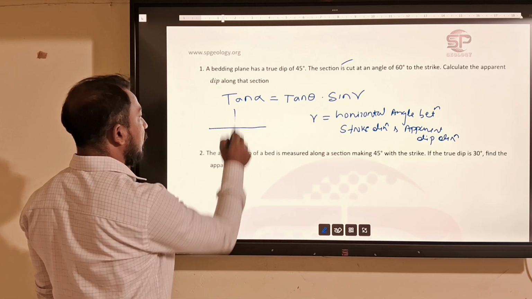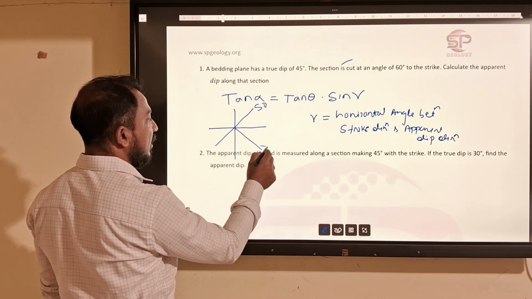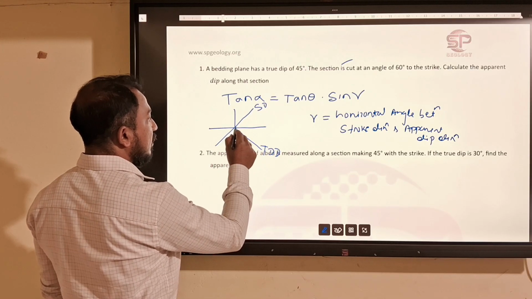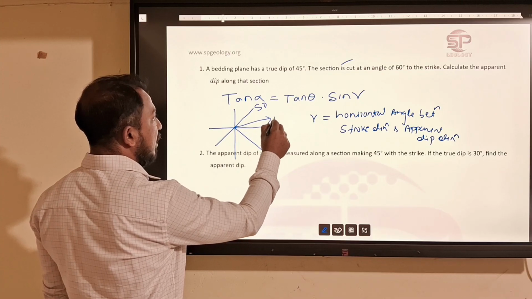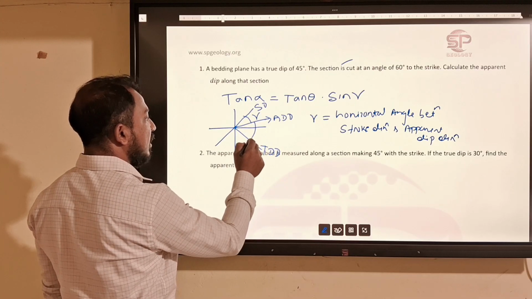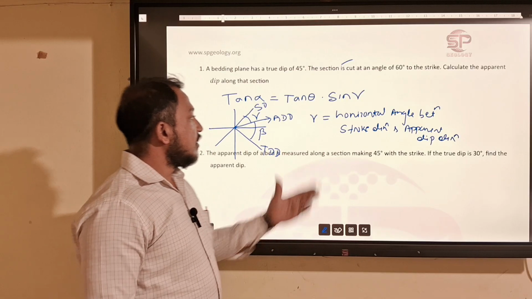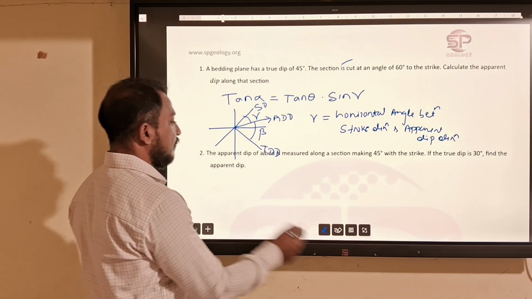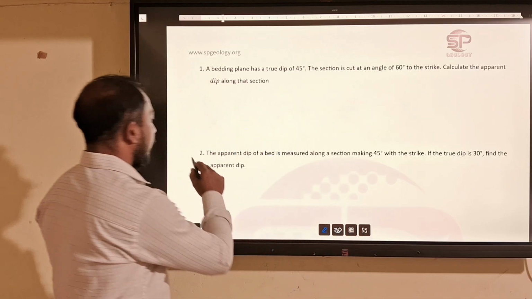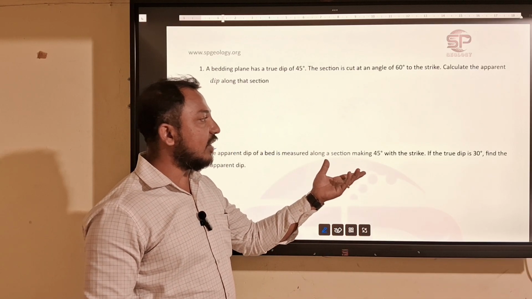Let me draw a figure for you. So this will be the strike direction, this will be the true dip direction. Suppose we'll take this as your apparent dip direction. So this angle will be your gamma and this angle will be your beta. So now you can solve this problem. You can pause the video and try to solve this problem.